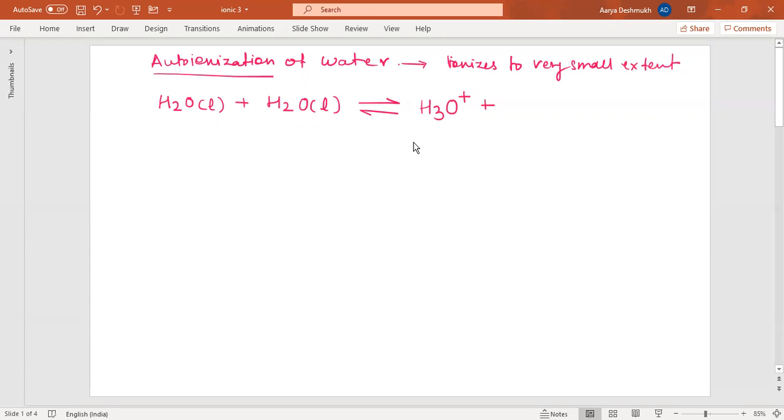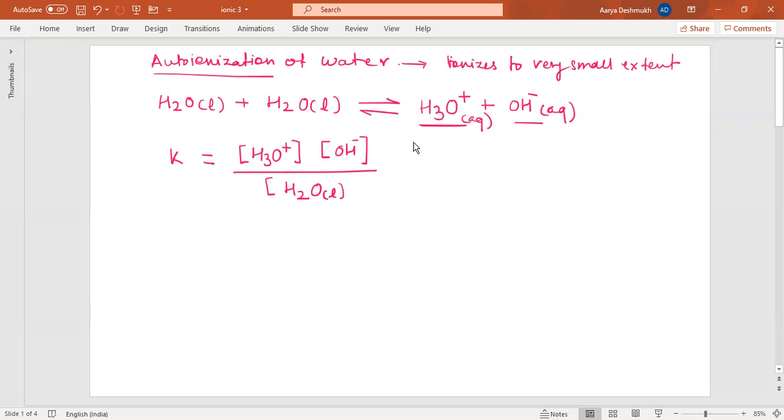As I already explained, in some cases water acts as a base, and in some it acts as an acid also. So here it is the formation of a protonium ion and OH minus ions also. Now the equilibrium constant K for this reaction can be written as the concentration of the product ions formed on the product side divided by H2O. Here there are 2 moles, so I'll write here 2. This is to the power 2, the concentration of these 2. So this is your equation number 1.